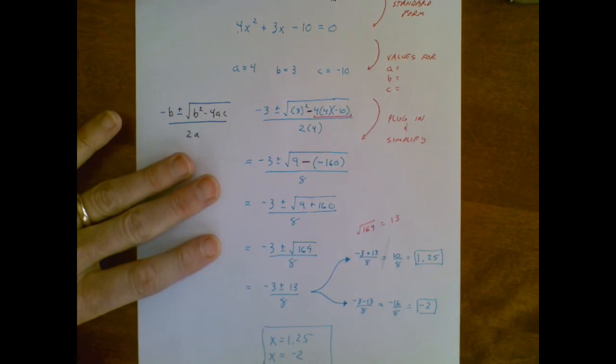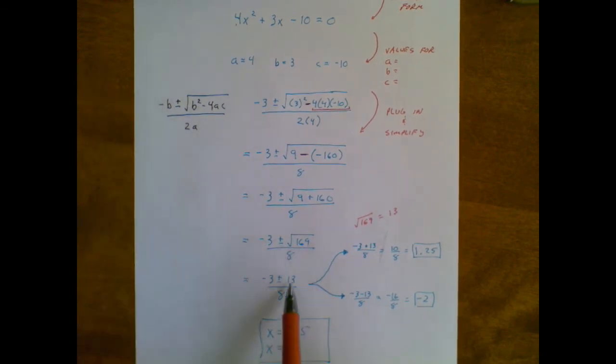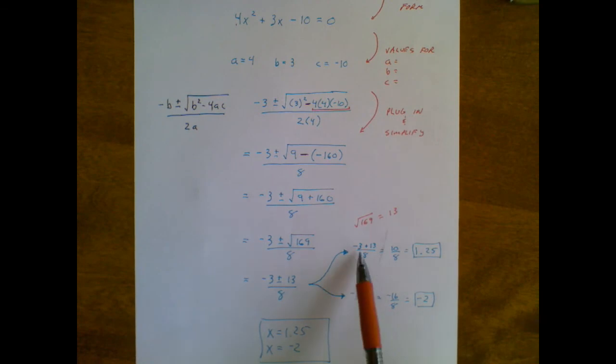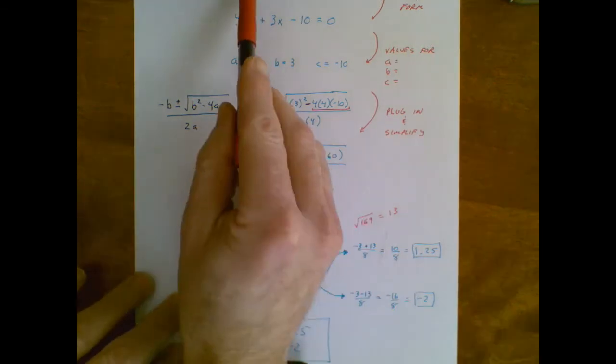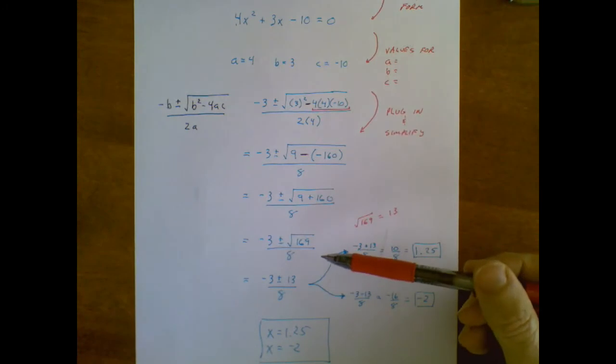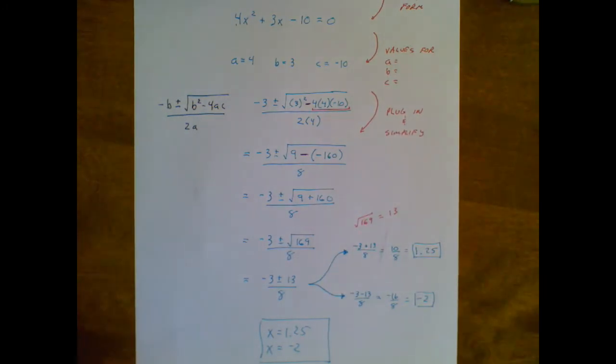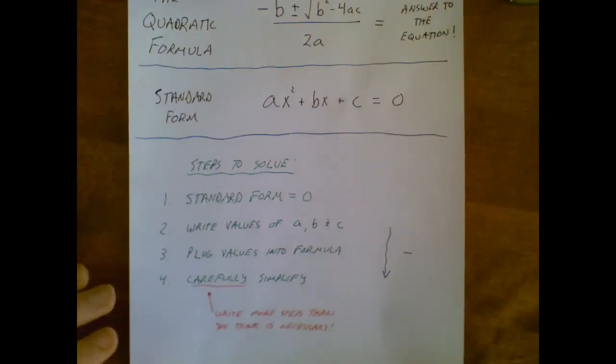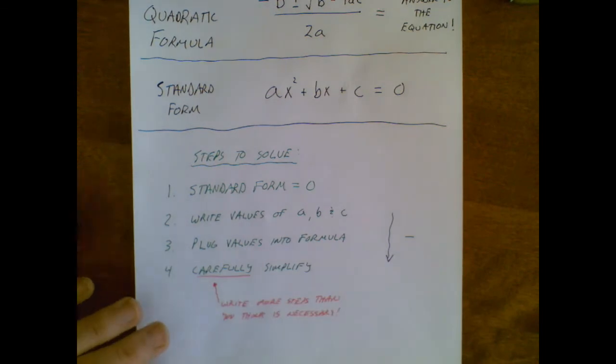So by turning that into a 13, that's the only thing that changed from here to here. Now I see two different paths. Negative 3 plus the 13 divided by 8, negative 3 minus the 13 divided by 8. I treat each path separately and I get my two answers. These are the two x values that make that original equation work, but notice how much work and how much attention to detail you're going to need along the way. That's the quadratic formula. Anytime you're working on that quadratic formula, please make sure you're following those 4 steps.